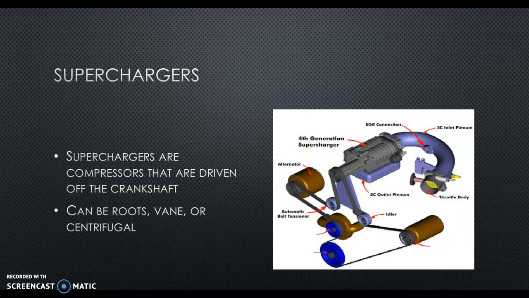Here's a picture of the roots or vane style supercharger. You're going to get that mounted on top of the engine. This little snout comes out right here, driven off this pulley, and this belt comes down to the crankshaft, etc. So air comes in through, it gets compressed, and then goes down into the engine.